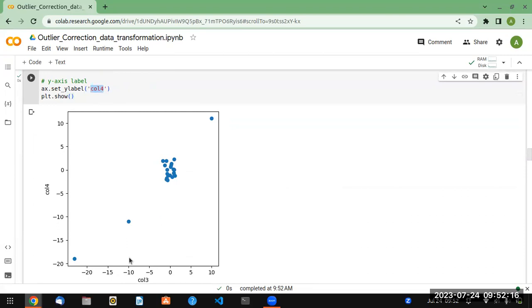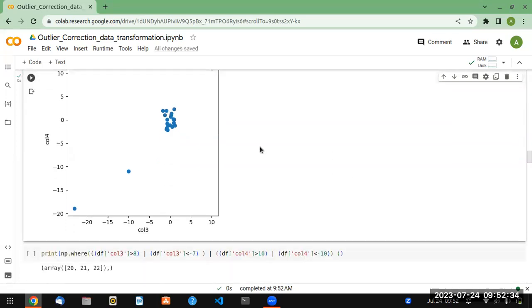Now here, how does this look? This part is far away from your data set. This part is here, this part is here. Now, if you are using a scatter plot to identify the outliers, what do you need to do? What is the condition you need to write?